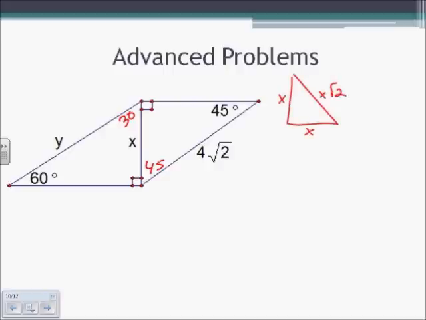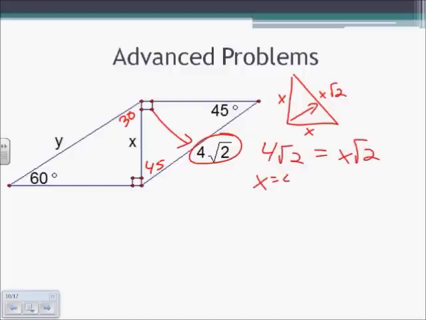We're given that 4 square root of 2 is the hypotenuse in this figure. So therefore, by simply solving, we have 4 square root of 2 is equal to x square root of 2, which leaves us with x is equal to 4 as our value. And that'll be this side here. Okay, that's nice. That's the easy part.